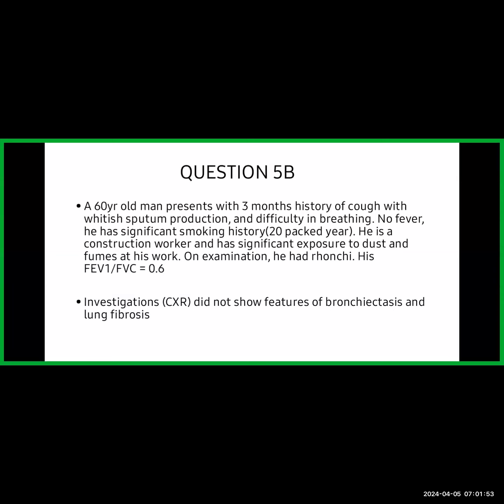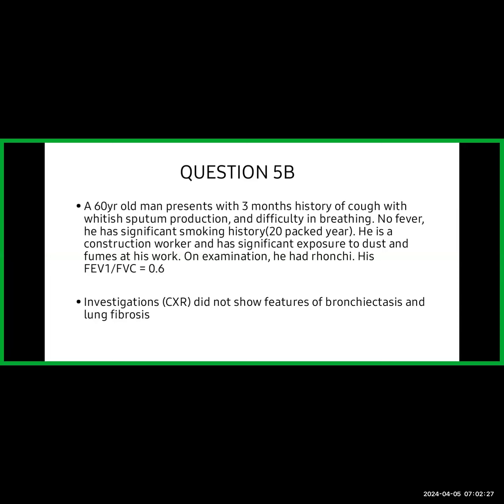The question said, a 60-year-old man presents with a 3-month history of cough with whitish sputum production and difficulty in breathing. No fever. He has a significant smoking history of about 20 pack-years. He is a construction worker and has significant exposure to dust and fumes at his work. On exam, he had bronchi and his FEV1 over FVC is 0.6. Chest X-ray did not show features of bronchiectasis and lung fibrosis.